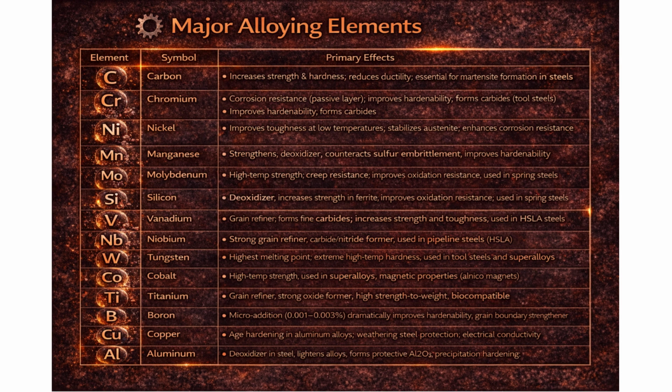Aluminum: aluminum acts as a strong deoxidizer in steel making. It also forms a protective aluminum oxide layer, which improves oxidation resistance. Sulfur: sulfur improves machinability in free cutting steels, but excessive sulfur can reduce ductility and toughness.